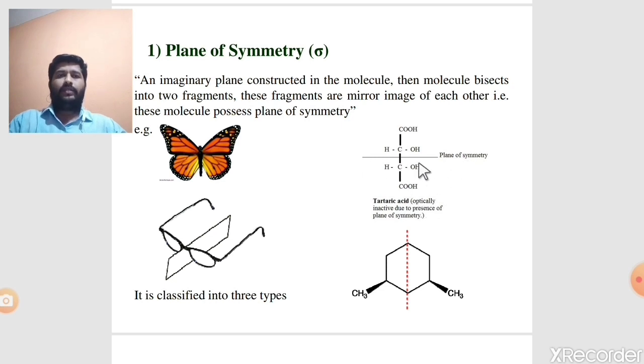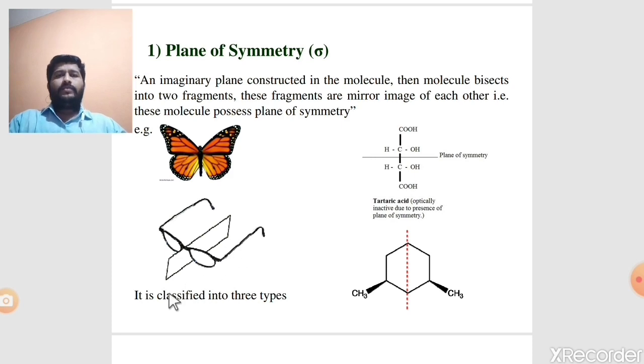this plane of symmetry. When an imaginary plane is constructed in this meso tartaric acid, these two fragments, an above fragment and a below fragment, are exactly mirror images of each other, meaning this molecule is said to possess the plane of symmetry. Then the next example is a methyl group, CH3 group. Again there is one plane, and these two fragments are exactly mirror images of each other, meaning this molecule also shows the plane of symmetry.